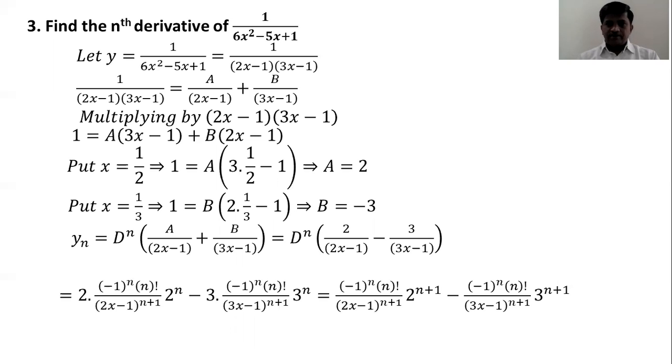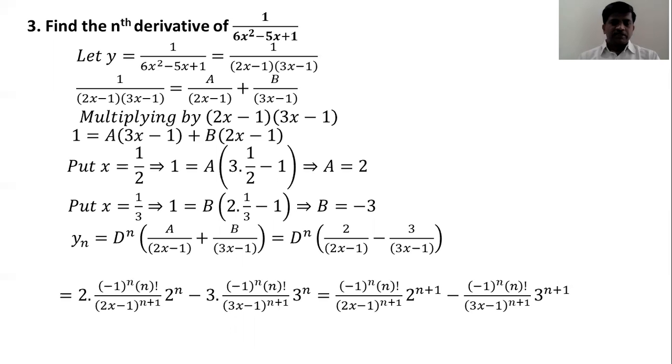Now here we have to calculate the constants a and b. Let us choose appropriate values of x based on the denominators. Let us take x = 1/2. Left-hand side is 1 = a(3 × 1/2 − 1), and the b term is 0 here. Then a becomes 2. Put x = 1/3. 1 = b(2 × 1/3 − 1), the a term is 0. Then b = −3.